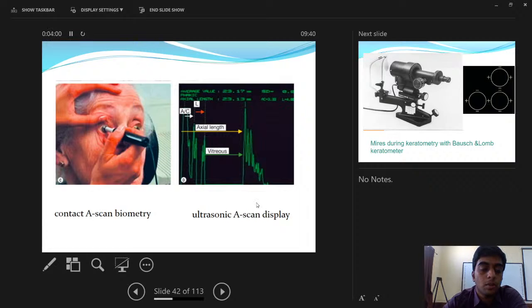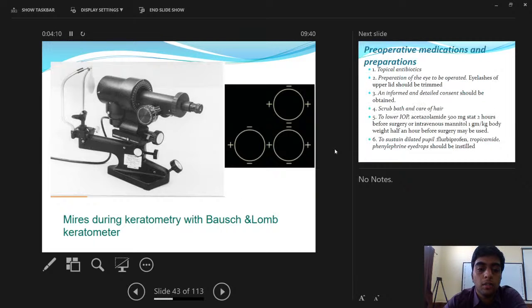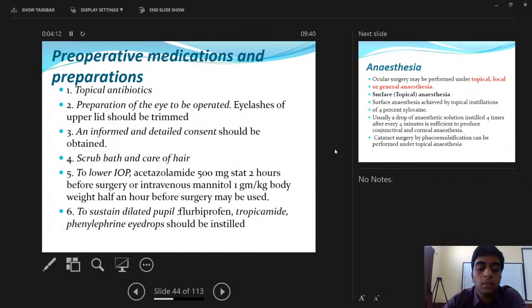So most commonly we have contact A-scan biometry, where the patients undergo this exam, and we have keratometry such as the Bausch and Lomb keratometer. So what are the preoperative medications which are supposed to be given to the patient? Topical antibiotics should be given.